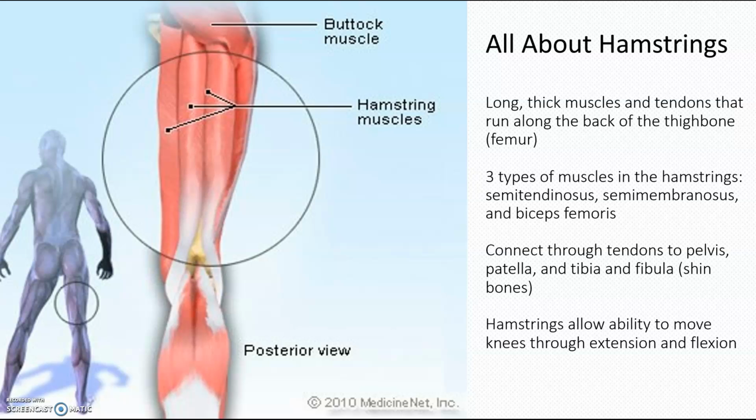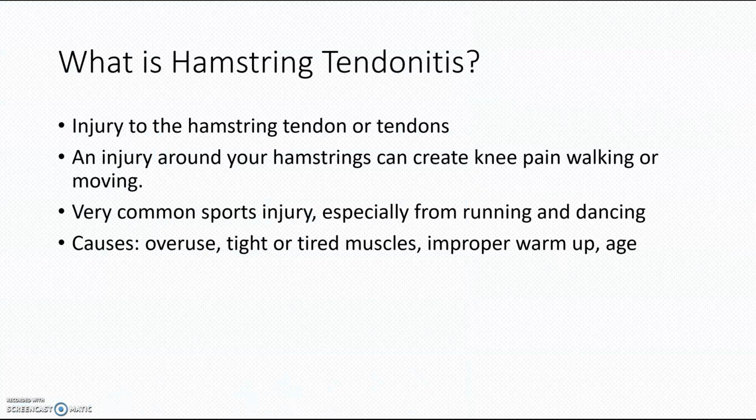And your hamstrings are what allow your knees to move through extension and flexion, so like bending and straightening your leg. Hamstring tendonitis is an injury to the hamstring's tendons or tendon. It could just be one or it could be both. An injury around your hamstrings can create knee pain when you're walking or moving, like simply just bending your leg. Stepping up a stair can hurt.